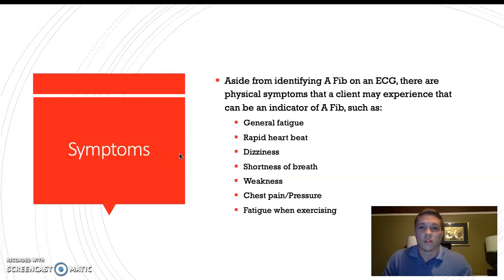A few symptoms related to AFib are general fatigue, rapid heartbeat, dizziness, shortness of breath, weakness, chest pain, and fatigue when exercising. These all go back to lack of cardiac output. And aside from those symptoms, when reading an EKG, it's very easy to pick it up because you have all of those P waves that are very rapid and very irregular.